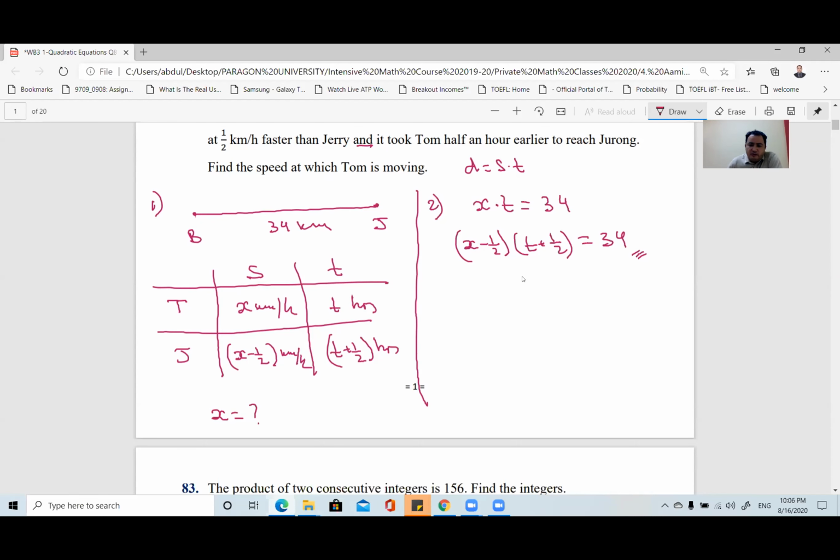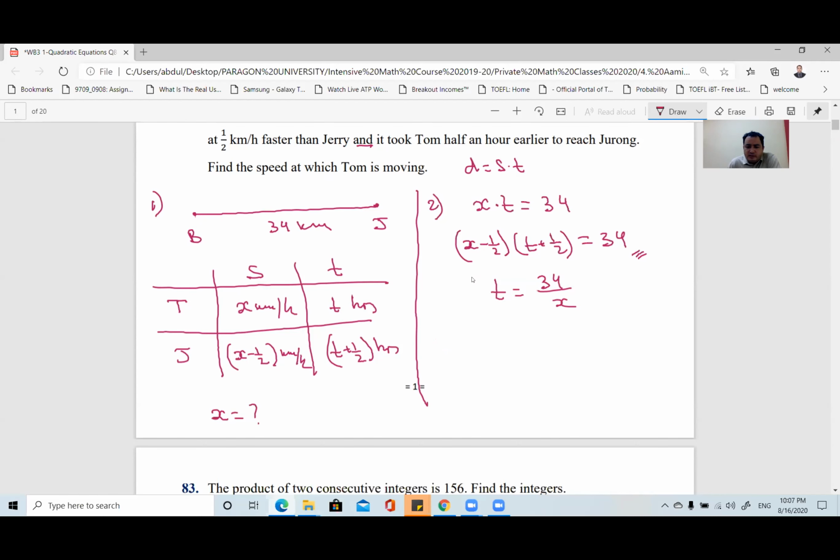If you just continue this, how do we solve that? Two equations, so x times t equals 34. We need to find x, right? From the first equation, we express t in terms of x and substitute into the second equation. So here we have t equals 34 over x. Before substituting this, let me just simplify this. Maybe we will get a simpler form. Or without doing this, you can do that, doesn't matter. x minus 1/2.